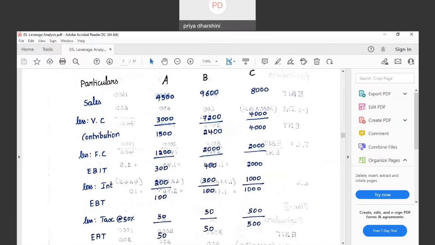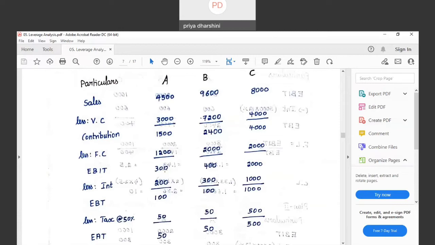Now, look into firm A alone. For firm A, what is told? They have told financial leverage is 3:1. What is financial leverage? We know it is EBIT by EBT. EBIT is 3 as a ratio, EBT is 1 as a ratio, and in between we have interest, which is 2. When interest of 2 as a ratio is 200, what is 3 then? 3 will be 300. 1 will be 100. Are you able to understand?